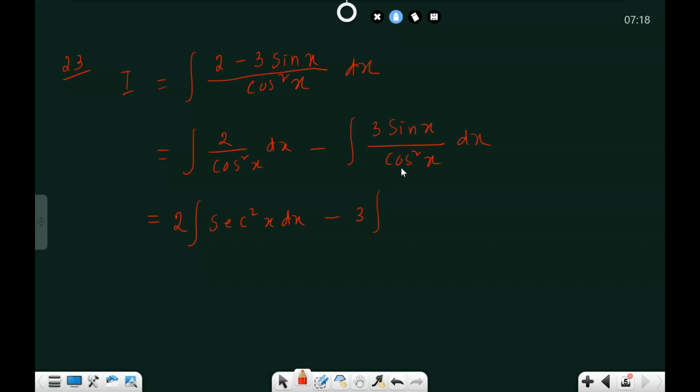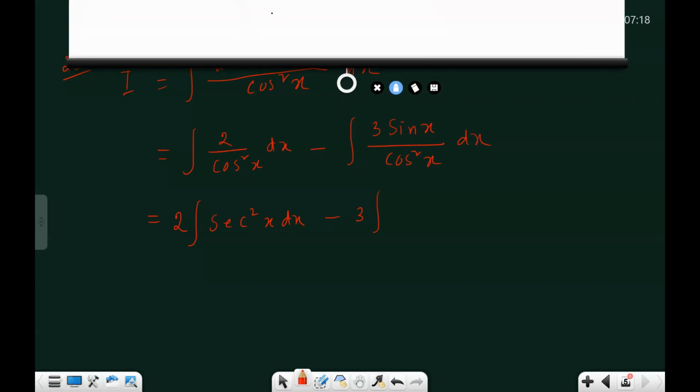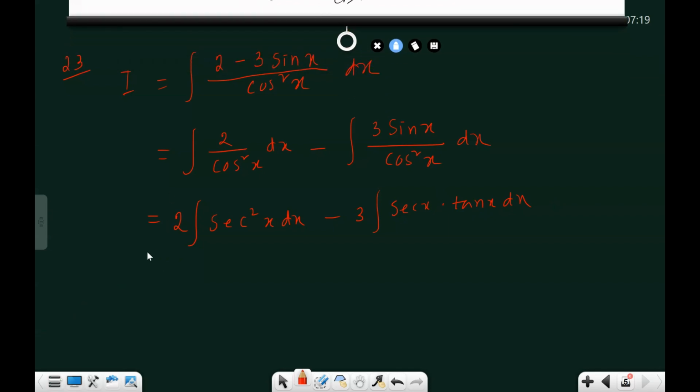see here it is sin by cos square, meaning you can think as like this, 1 by cos x into sin by cos x. So 1 by cos will be equal to sec x, into, and then sin by cos, it is tan x dx. Now both of them have standard results.